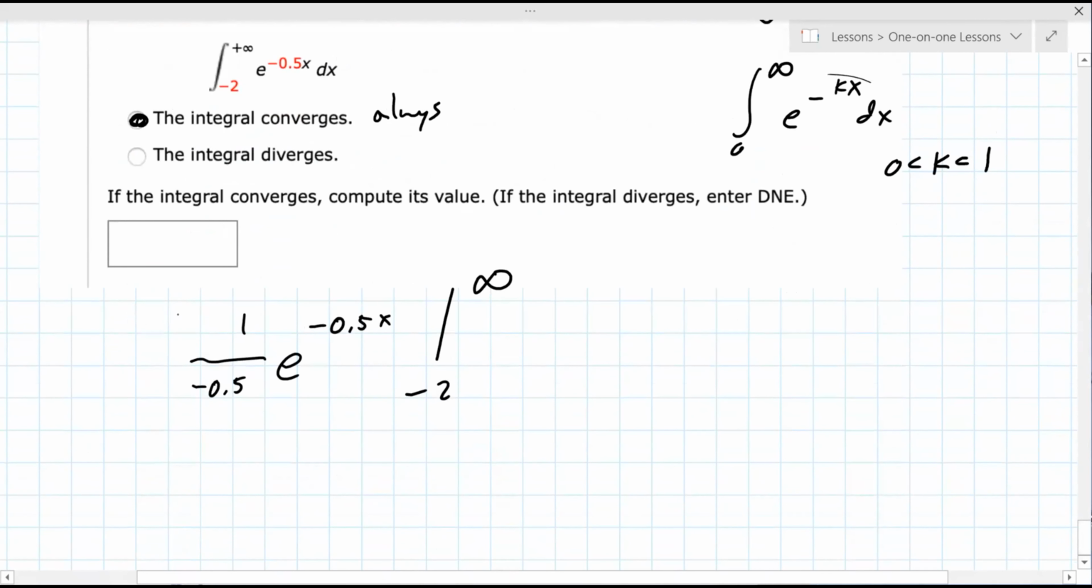Okay, so this is where you need to have a little bit of ability to do this. 1 over minus 0.5, and then you evaluate each of these endpoints. So it's e to the minus 0.5 times infinity. And by the way, this is not correct, but I'm just going to write it in here because this is what most students do. Minus e to the minus 0.5 times -2.